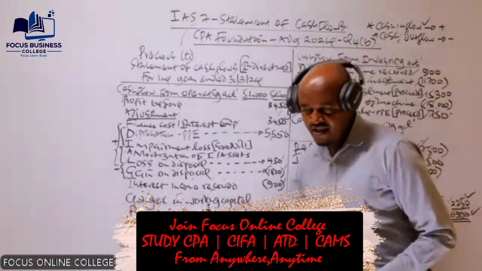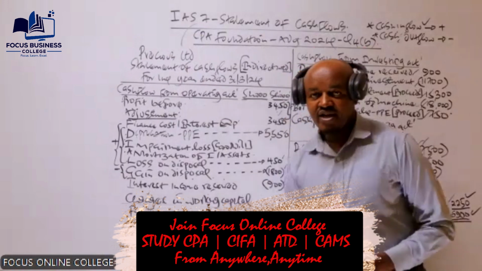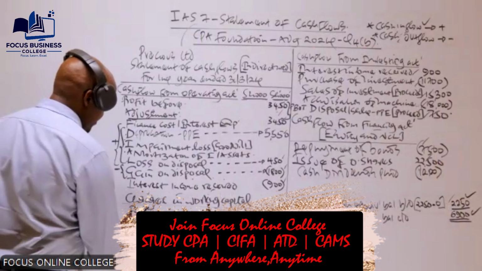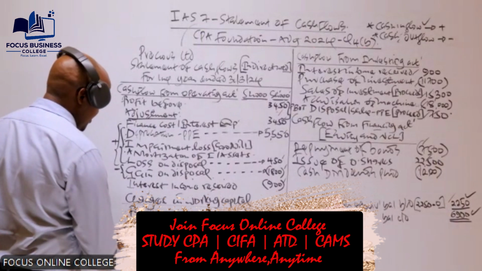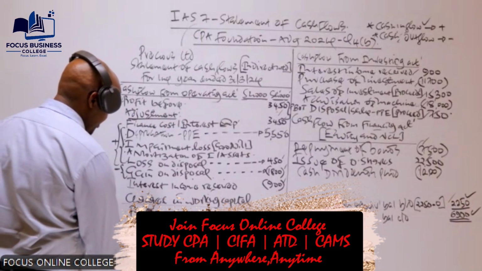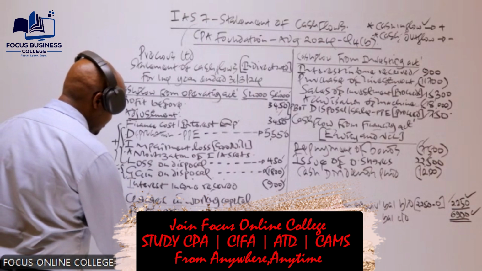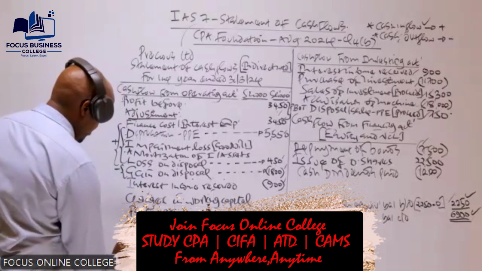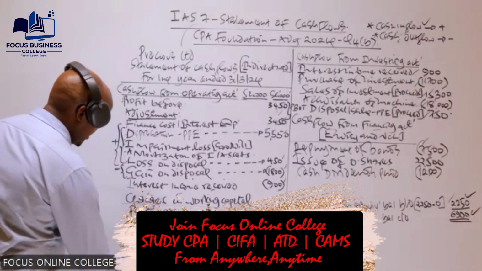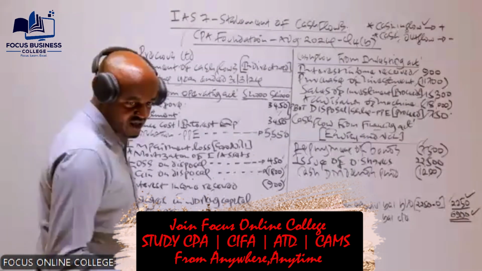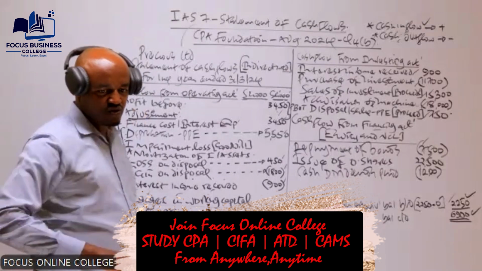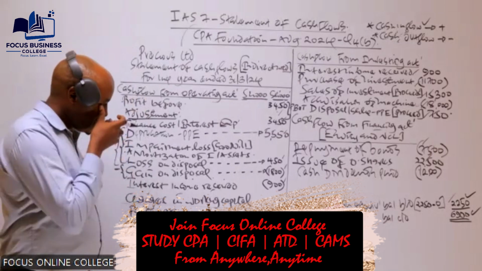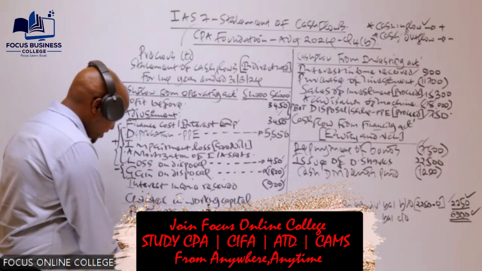So here we consider three items: receivables, inventory, and payables. Basically, I've said remember this acronym. This one stands for receivables, inventory, and payables. Now, what we need to do here is to determine whether there was an increase or decrease as far as these three items are concerned.